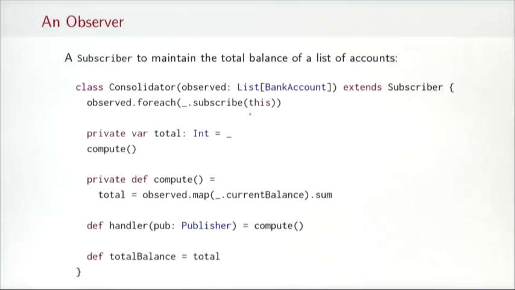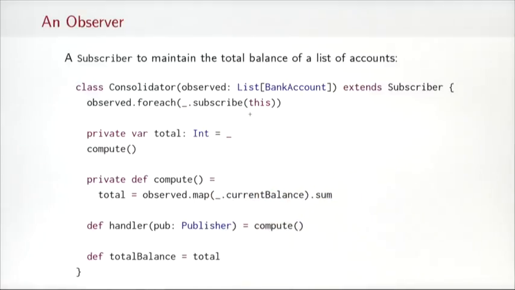So let's add a view to this picture. The thing I want to do is define a class Consolidator that observes a list of bank accounts and that would always be up to date with the total balance of all the bank accounts. So the sum of all the balances in the observed bank accounts.